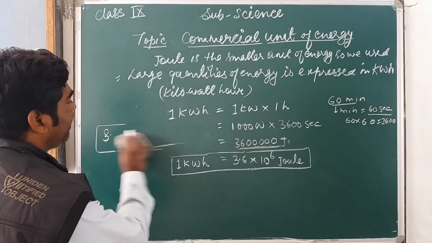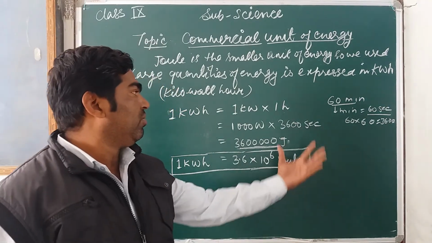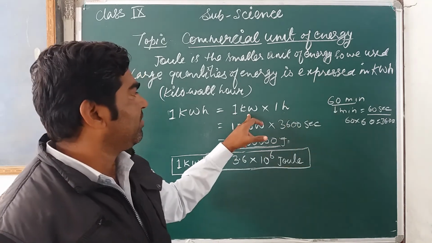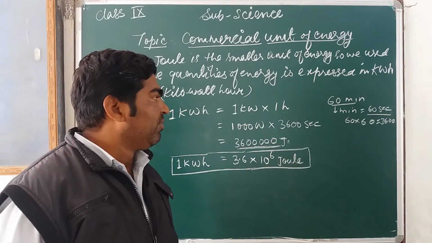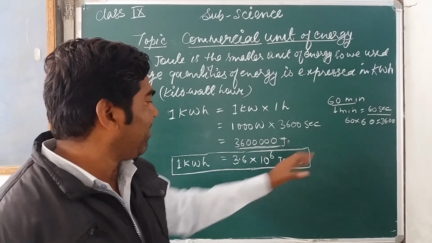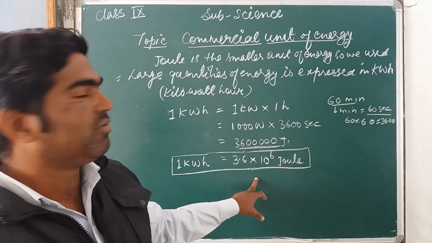Okay, so you have to remember what to do, because the unit of time is the second. So first this kilowatt hour changes into 1000 watt and this time changes into seconds. So finally this 1 kilowatt hour equals 3.6 into 10 to the power 6.